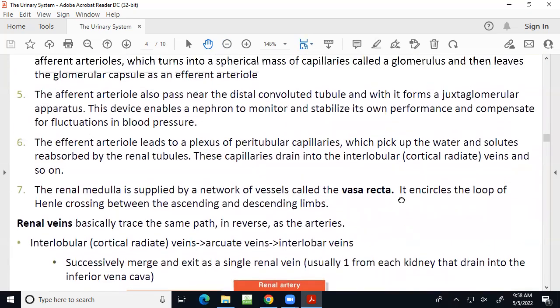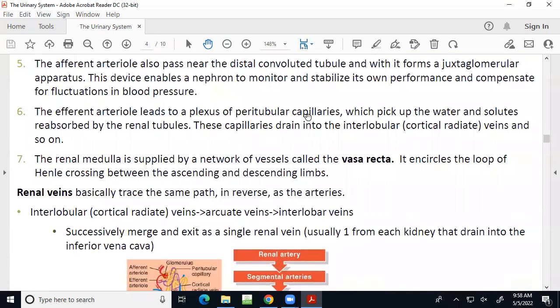It leads to what we call a plexus of peritubular capillaries, which pick up water and solutes reabsorbed from renal tubules, and these things are going to make a lot more sense here in just a little bit when we get to the nephron slide, and that's coming up just shortly.